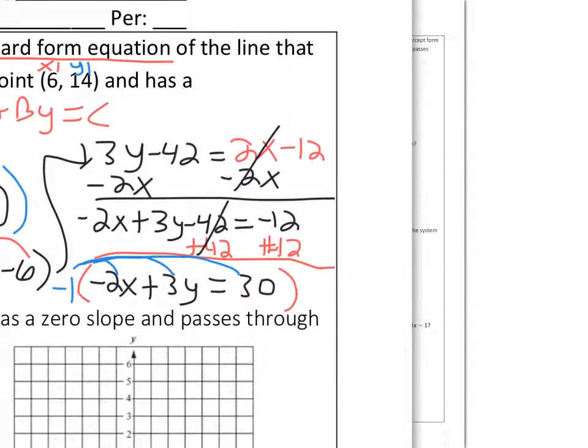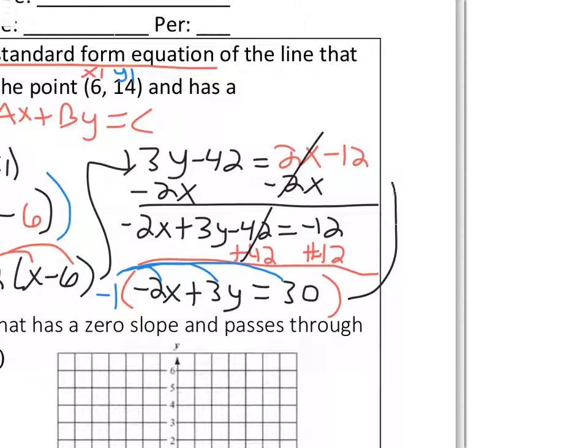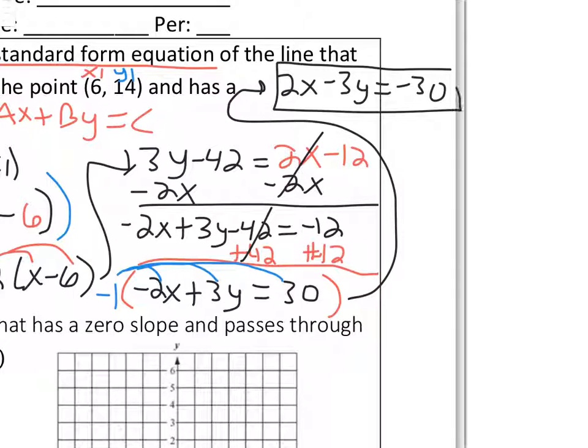All right. So your final answer, I ran out of room here. So let me draw an arrow up here. And so your final answer will be positive 2x, now minus 3y, is equal to negative 30. And that'll be your final answer there.